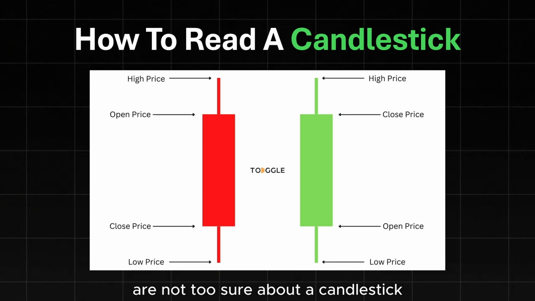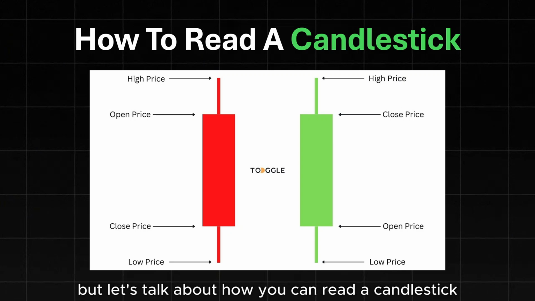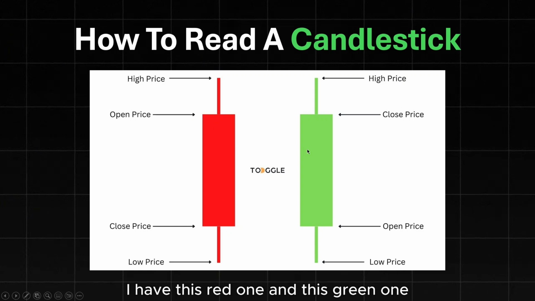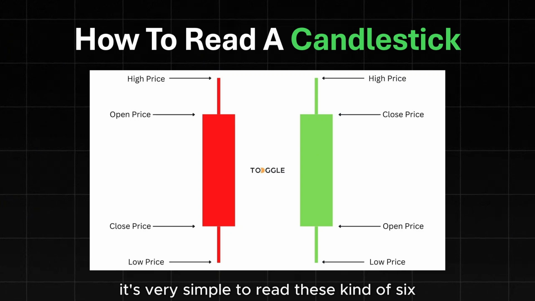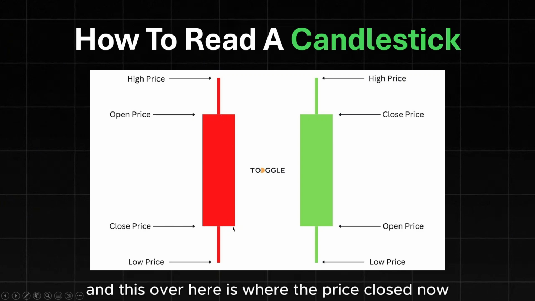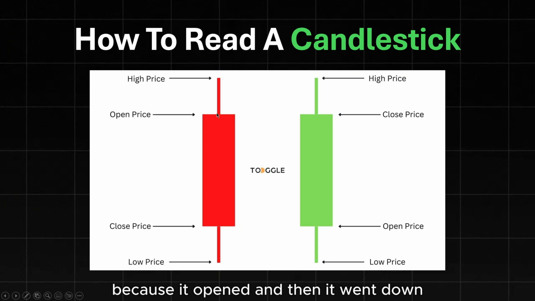The first thing is, let's talk about a candlestick, because some of you are not too sure about it. Let's talk about how you can read a candlestick. I have 2 candlesticks in front of you, this red one and this green one. It's very simple to read these. If you look at the red one, this is where the price opened and this is where the price closed. Because it opened, went down and closed here, it's a red candle.